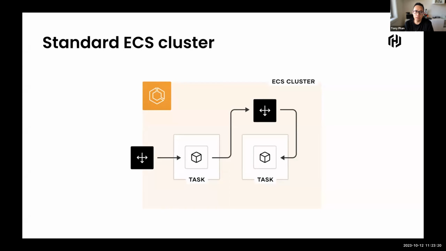But let's shift gears a little bit now and look at a standard ECS cluster. In this example, we can see two microservices applications. Let's imagine one of them being our front end and the other being our API, or I'm going to call it a profile service. So let's walk through this request path, a simple flow.